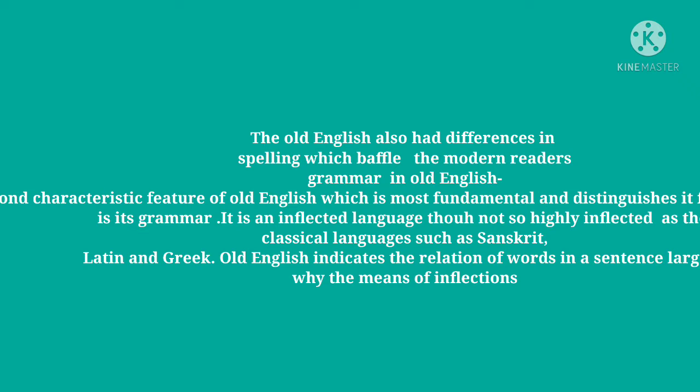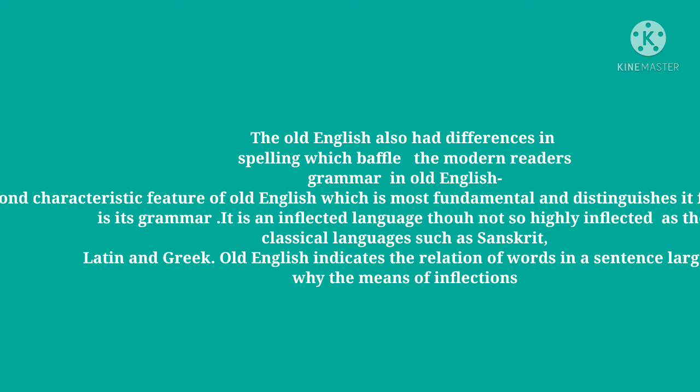Grammar in Old English. The second characteristic feature of Old English, which is most fundamental and distinguishes it from modern English, is its grammar. It is an inflected language. Inflection is a change in tone and pitch of the voice when we are speaking or singing. Though not so highly inflected as the classical languages such as Sanskrit, Latin, and Greek, Old English indicates the relation of words in a sentence largely by means of inflection.